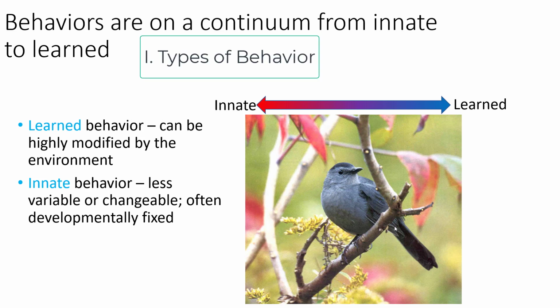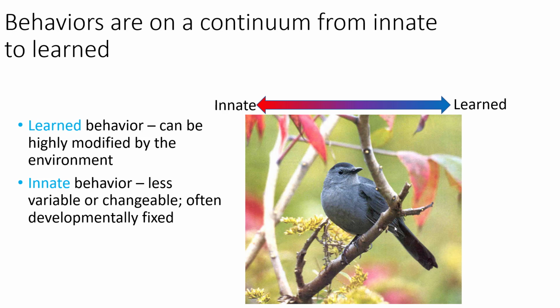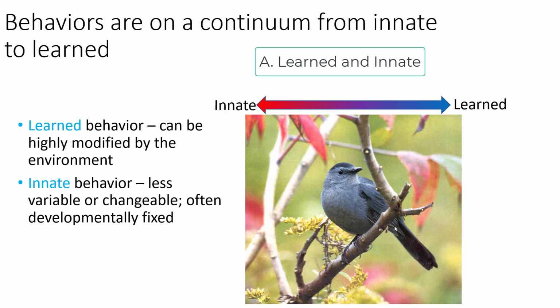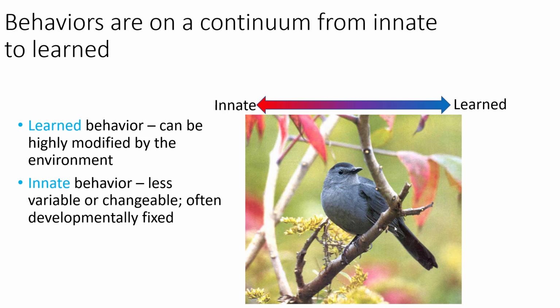There are many types of behavior, and we can place them on a continuum from learned behaviors to innate behaviors. Learned behaviors, or plastic behaviors, are highly modified by the environment, and we're going to look at a couple of those, such as when an organism encounters a novel stimulus and has to figure out how to work with it. An innate behavior is less variable or changeable and is often developmentally fixed, such as mating calls for most species.